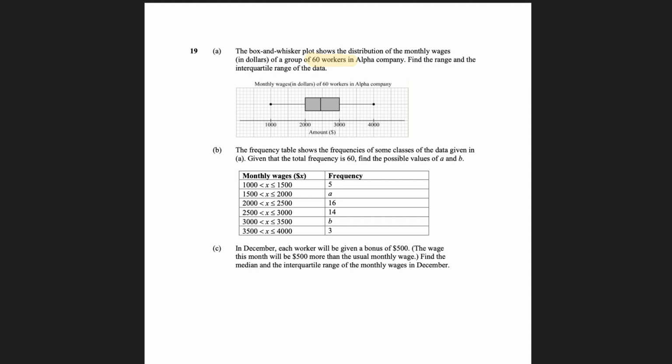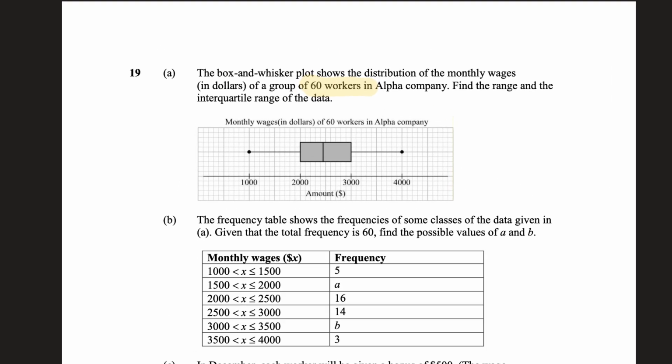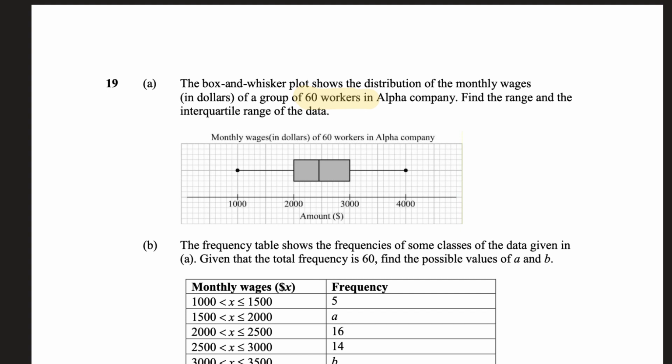Okay, this part we've done quite a few times, so let's just jump in straight. The range is basically the greatest value subtract the smallest value. So that would be 4,000, the greatest value, subtract the smallest value 1000. So the range is simply 4000 subtract 1000, which is 3000.